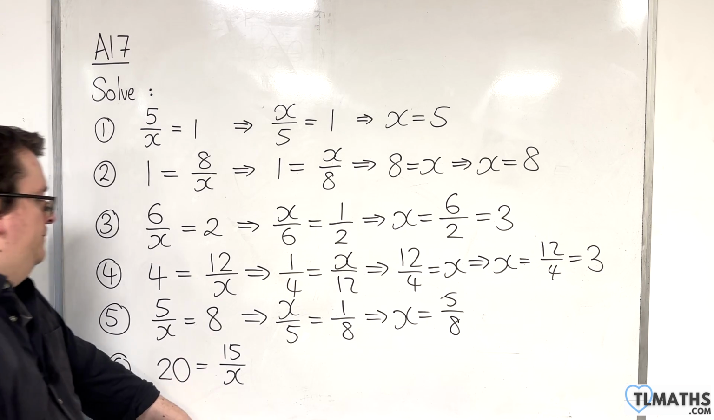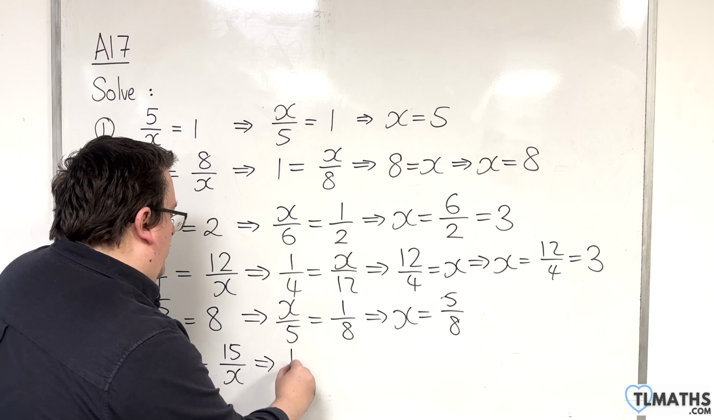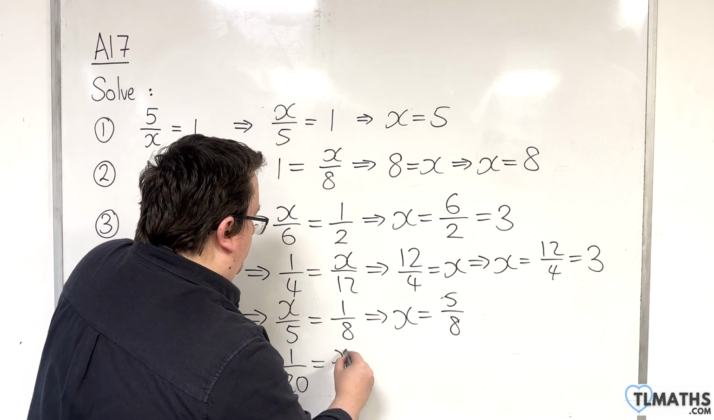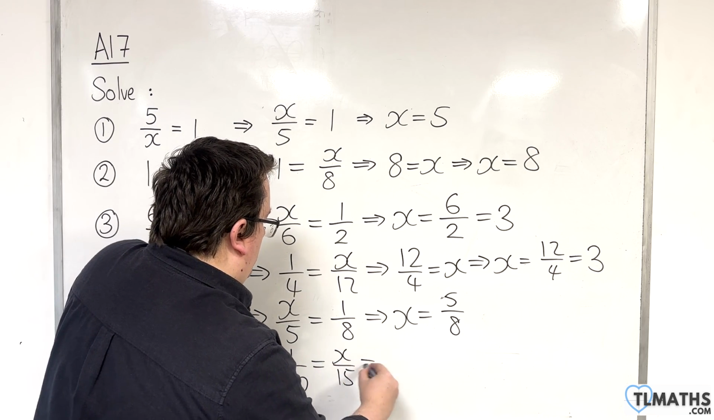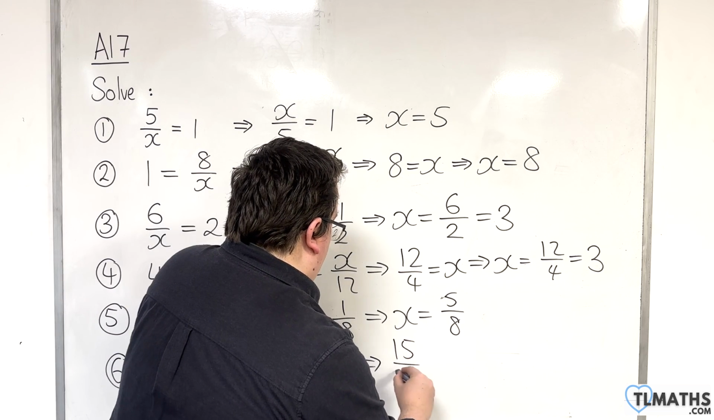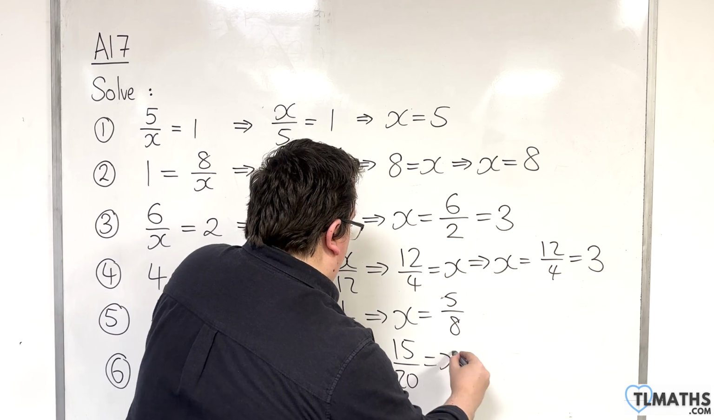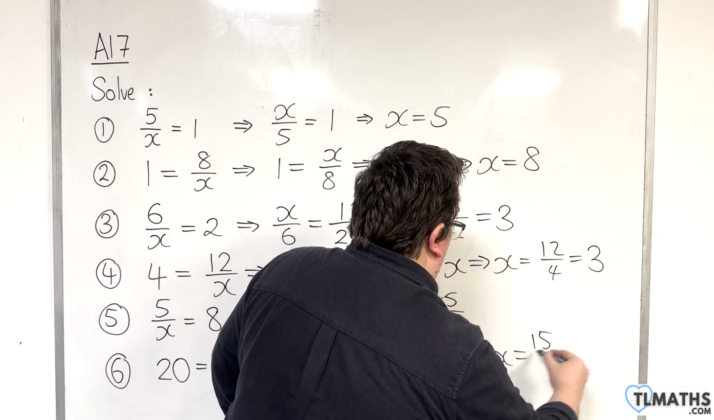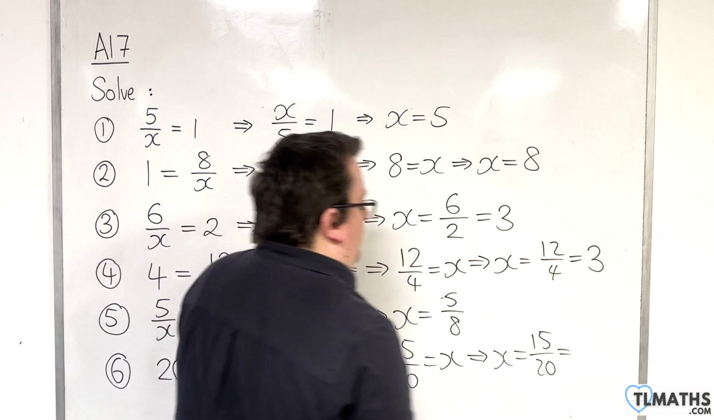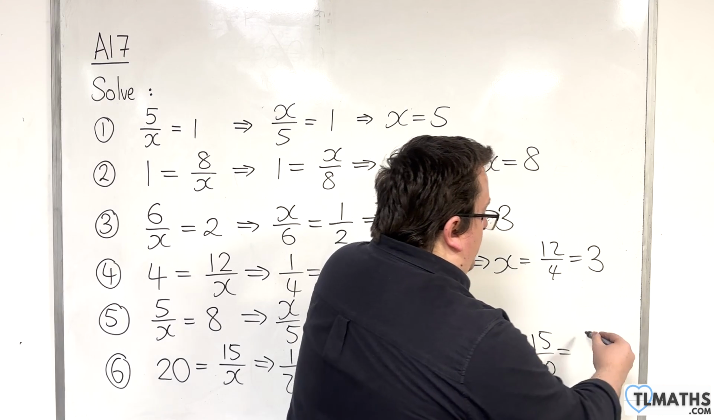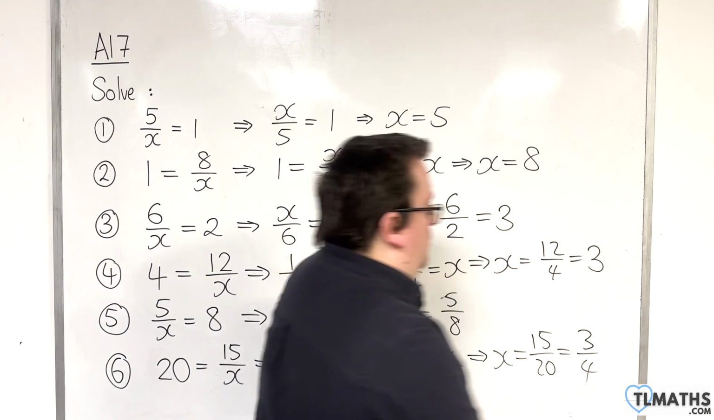And the last one, find the reciprocal of both sides, so 1 over 20 is equal to x over 15. Multiply both sides by 15. So 15 over 20, divide both sides, top and bottom rather, by 5, and we're going to get 3 over 4.